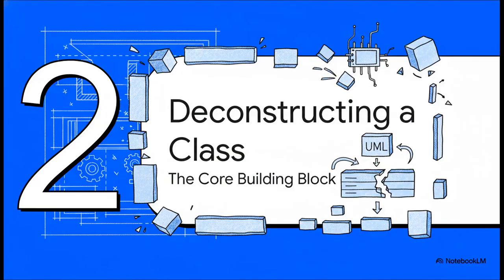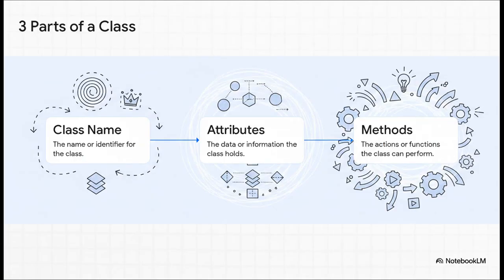Okay, so before we can read the whole map, we've got to understand the symbols, right? So let's zoom in on the most fundamental piece of this whole thing, the class. This is the core building block of pretty much any object-oriented system. You know, the great thing is, every single class, no matter how complicated it seems, is made of just 3 simple parts. Super easy to remember.